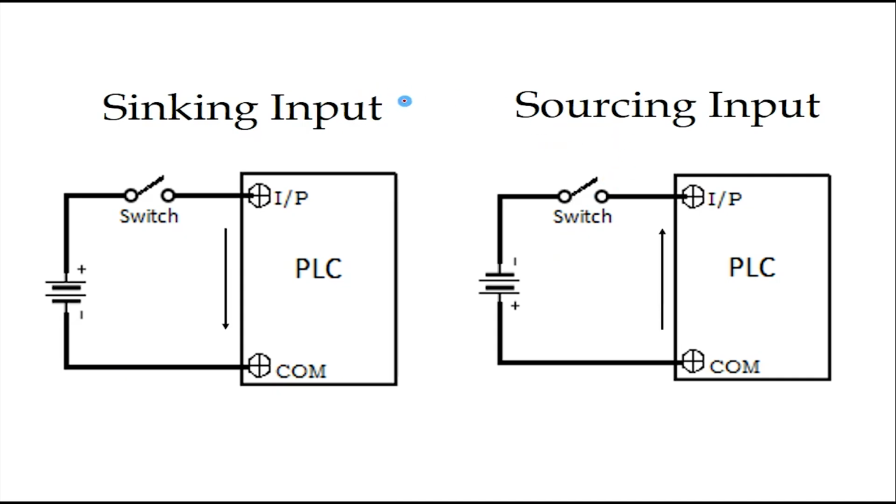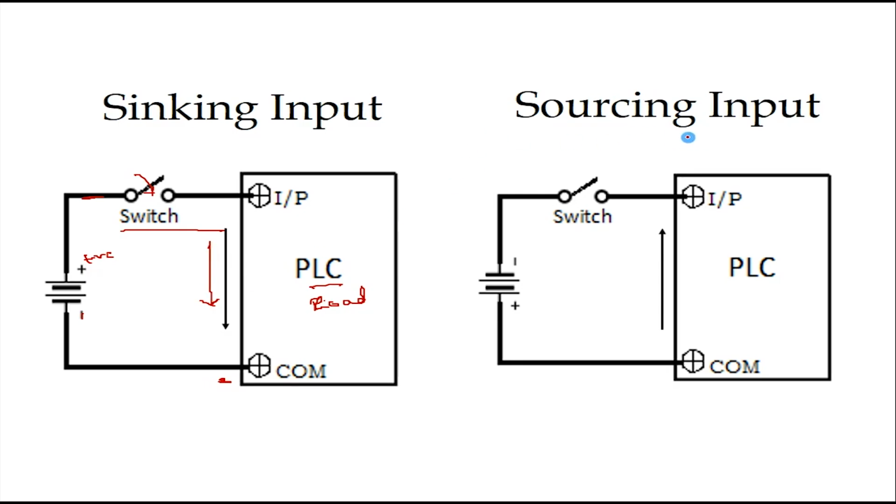Let's see the sinking and sourcing input side. If we see the sinking input, here the switch is connected to the positive line and the negative line of the power supply is connected to the common of the PLC. Here the PLC will be the load. Whenever the switch is turned on, the power will start flowing through the switch to the load to the negative, and the power direction will be towards the common terminal.